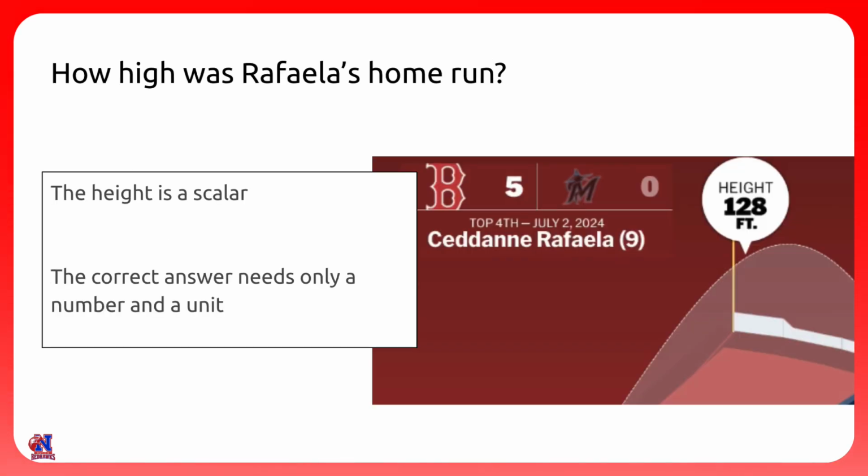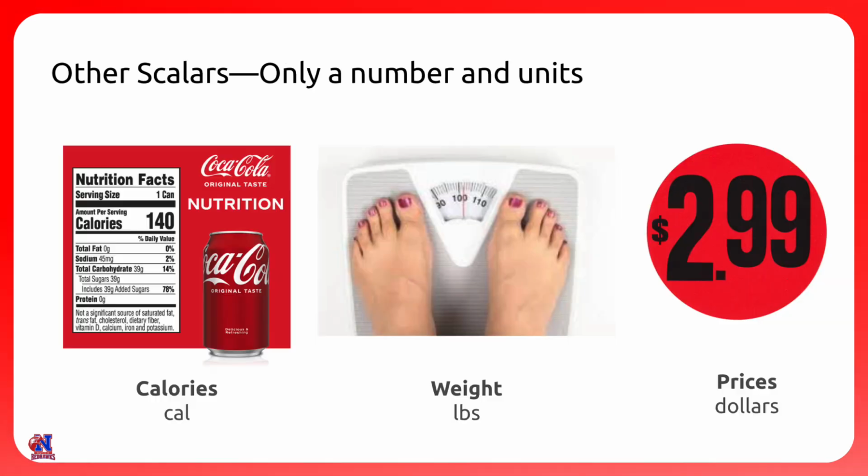So how high was Rafaela's home run? He hit it at 103.8 miles an hour, 38 degrees launch angle, that got the ball 128 feet in the air. That's a scalar because how high did it go? 128 feet. There's no direction in height.